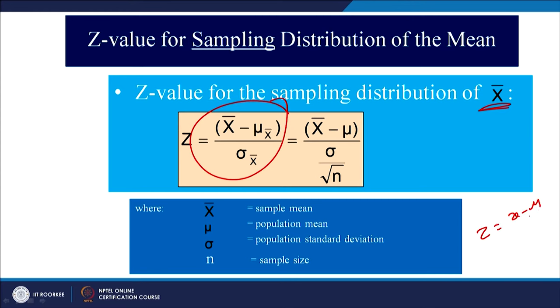It is very similar to what we have seen. It was x minus mu divided by sigma, isn't it? So same thing, instead of x you have got x bar, instead of mean you have got the mean of the sampling distribution, and instead of sigma you have got the standard error of mean, isn't it? So you can put sigma x bar equal to this in this equation. Here x bar is the sample mean, sigma is the population standard deviation, and small n is the sample size. So we can calculate the value of z for a given value of x bar, mu, sigma and n, because if we know sigma and n, we can easily calculate the standard error of mean.